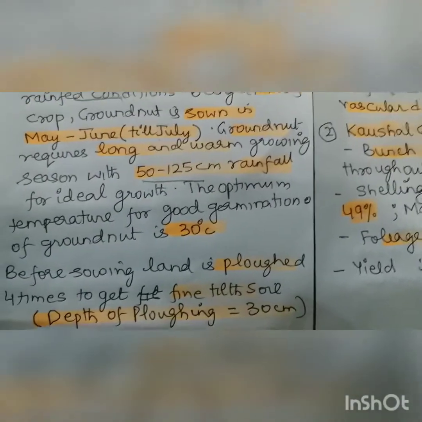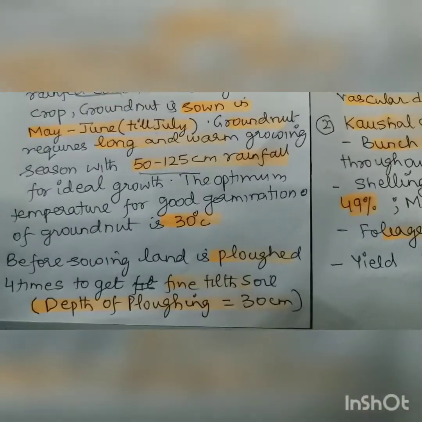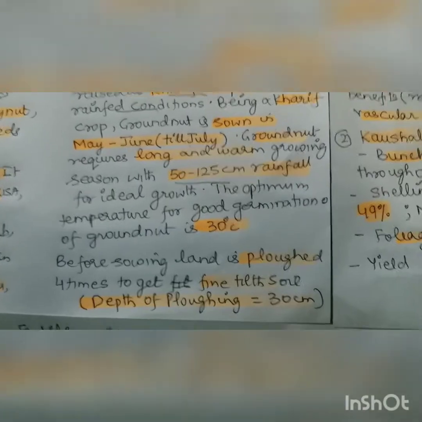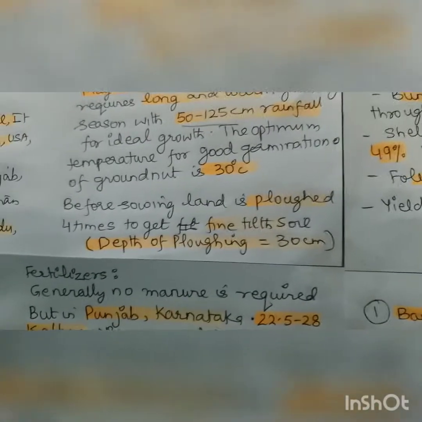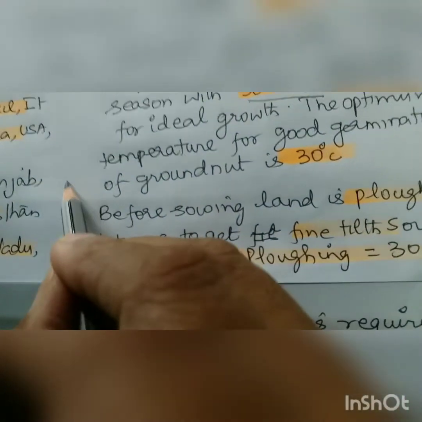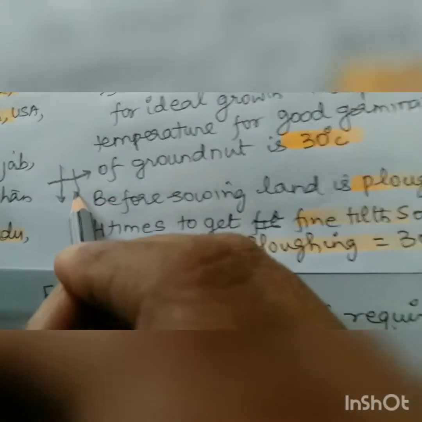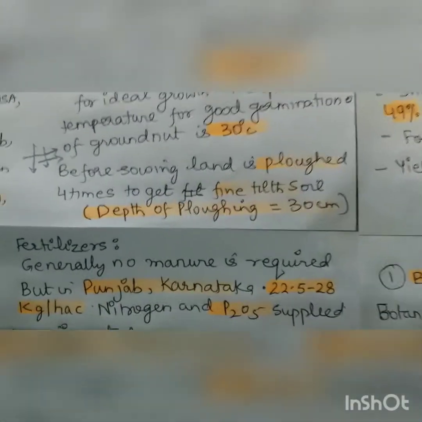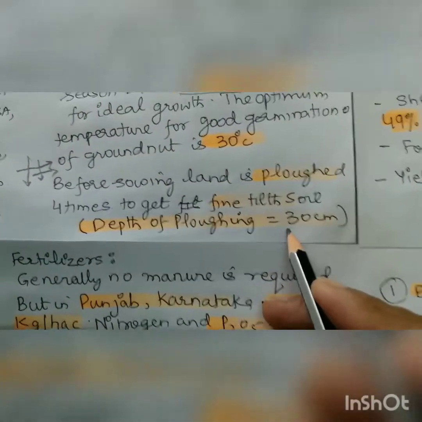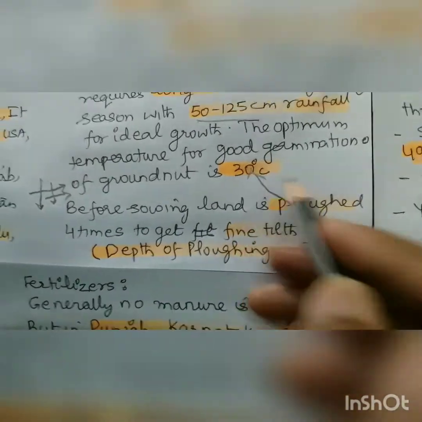50-125 centimeter. This rainfall is ideal for the growth, and the optimum temperature for germination is 30 degrees centigrade. Before sowing, the land should be plowed 4 times, which we already did: 1, then right angle, 2nd, then right angle, 4, till the soil becomes fine tilth, and the depth of plowing is 30 centimeter, and it's synonymous with the 30 degree centigrade.